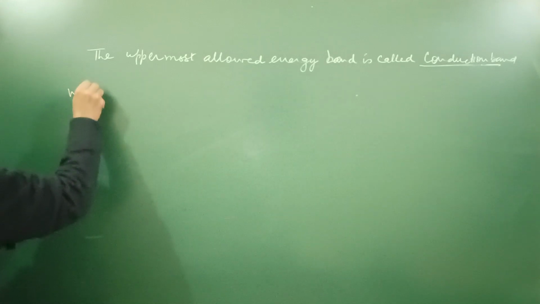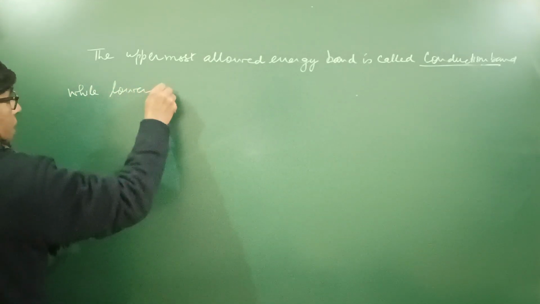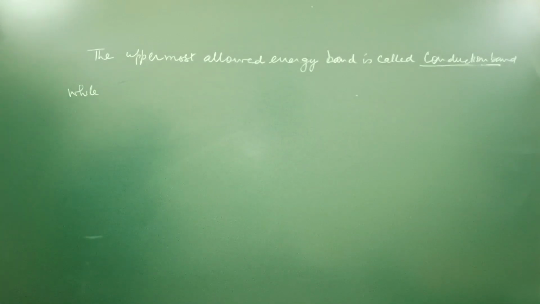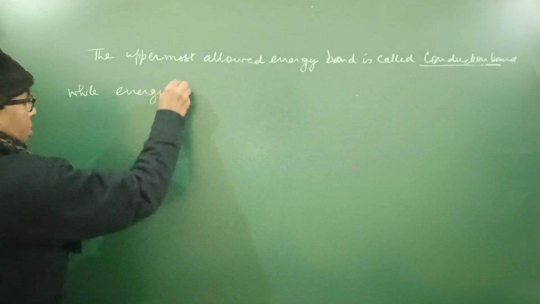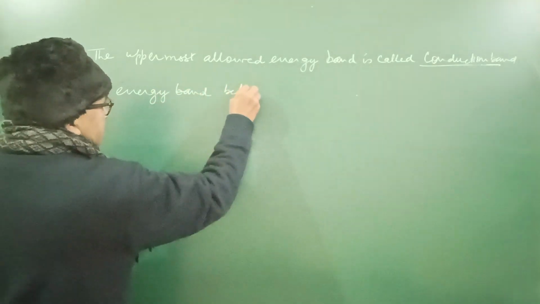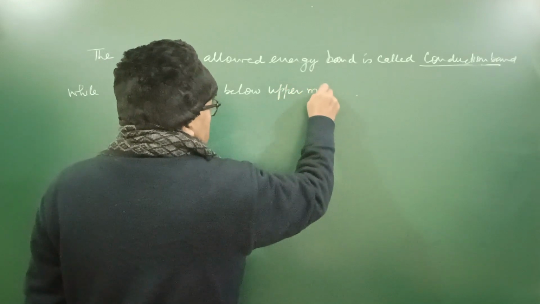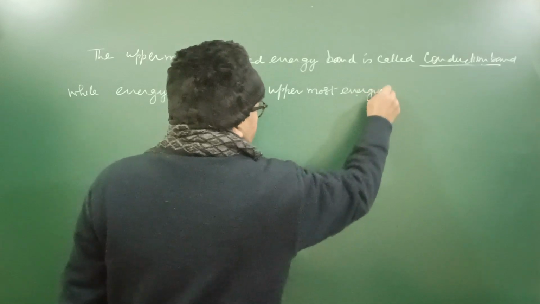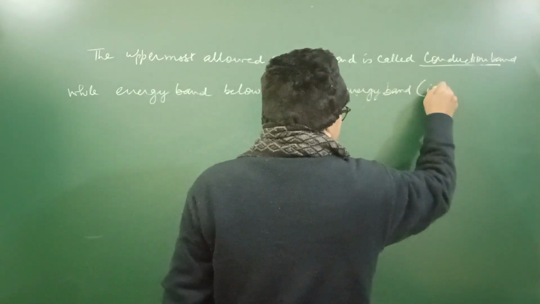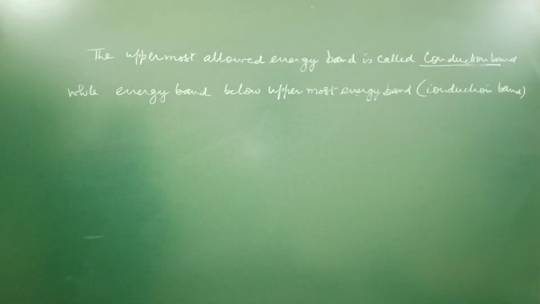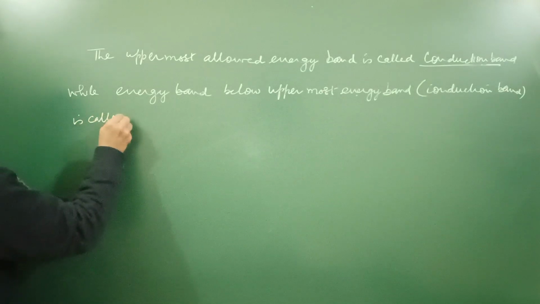From here we start something new. While the energy band below the uppermost energy band, meaning below the conduction band, is called the valence band.